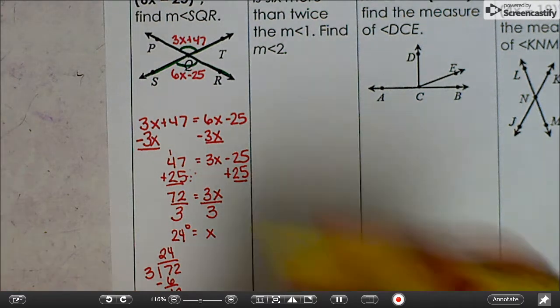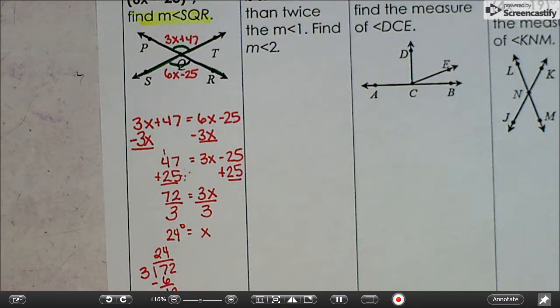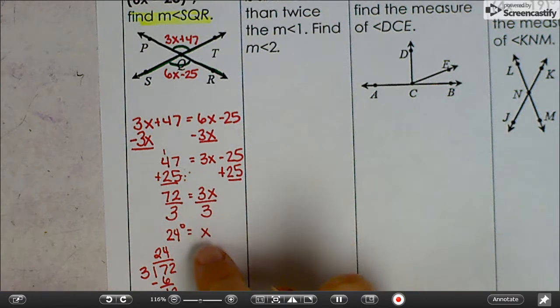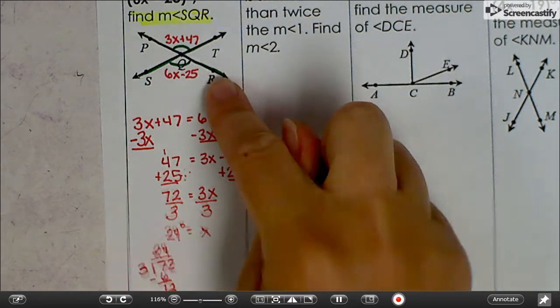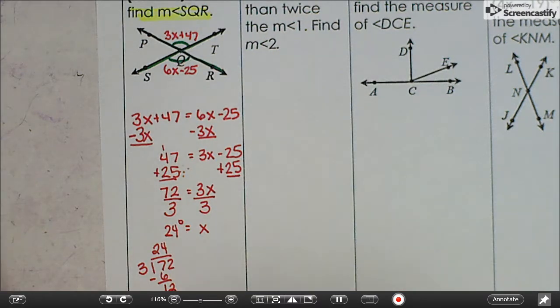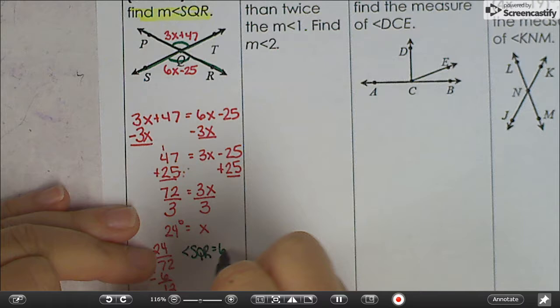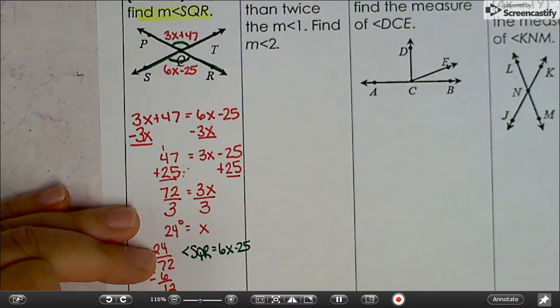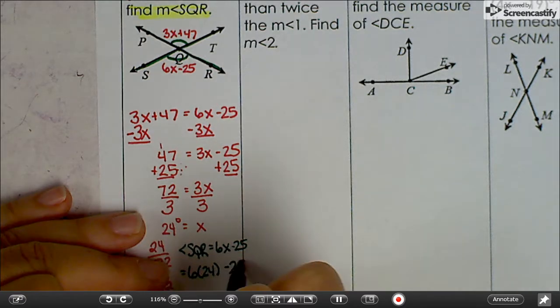The problem says find the measure of angle SQR. Well, we have x now. And how are we going to find the measure of this angle? Well, you plug it in. And I just wrote this here, so we're going to run out of room. Angle SQR is 6x minus 25. So we can plug x in. 6 times 24 minus 25.